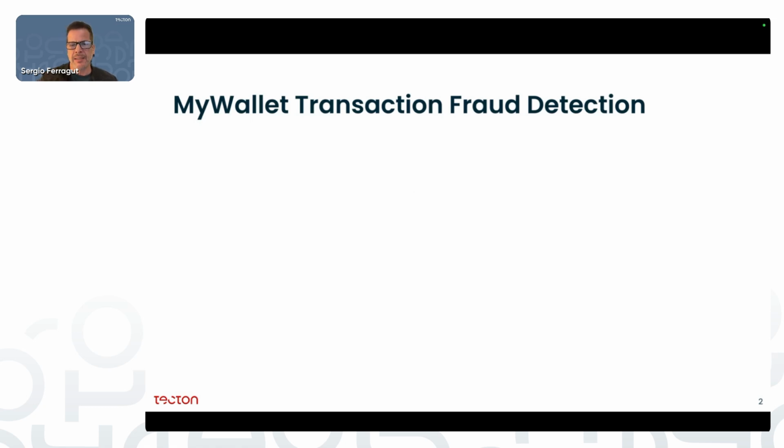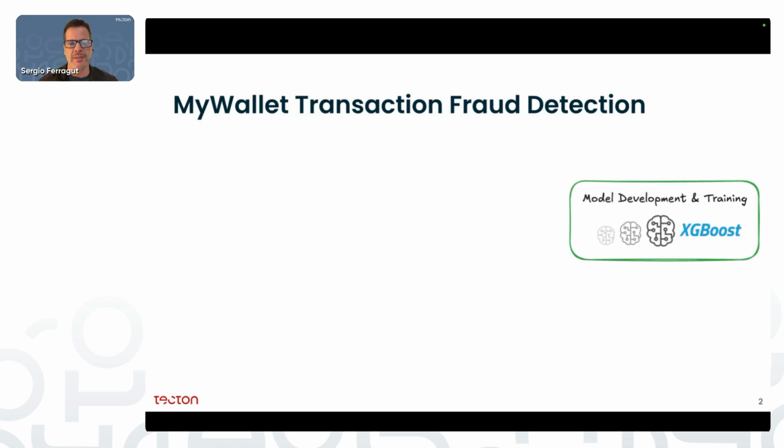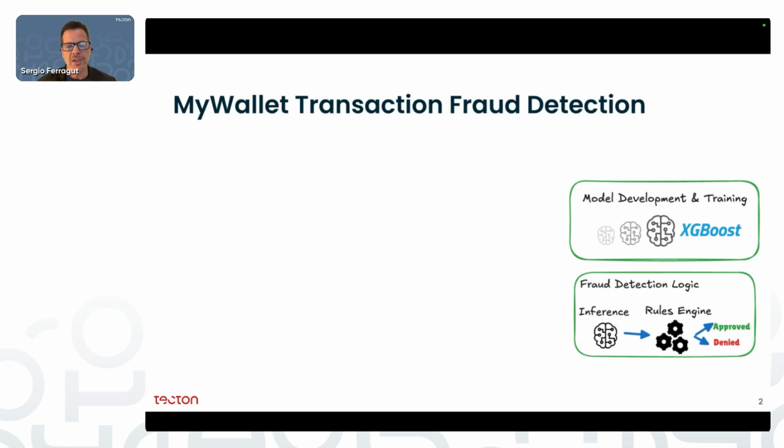My Wallet, in this scenario, starts with data scientists training those models, designing features from the training data they have available, usually from data lakes or data warehouses. They design features, they train their models, and machine learning engineers deploy those models into an online inference platform that also typically includes rules engines that together approve or deny transactions.